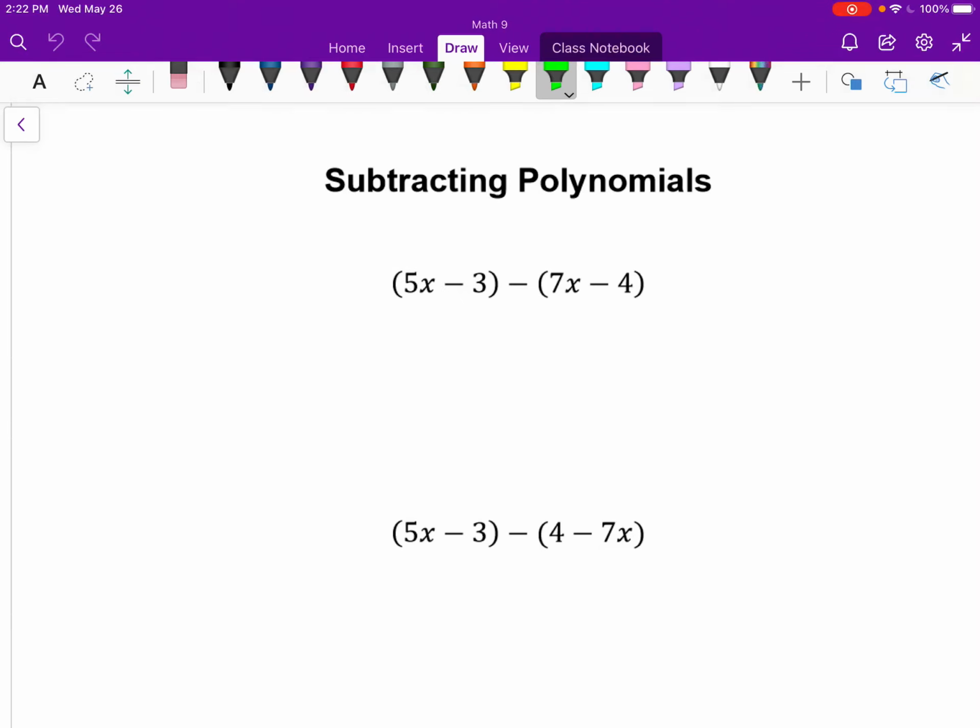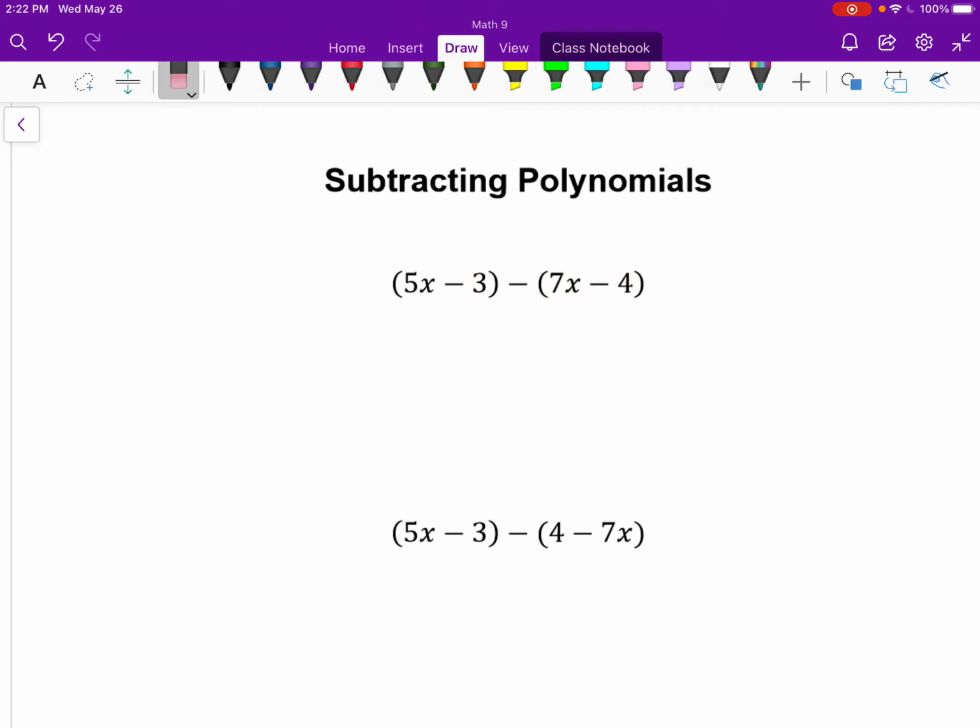All right, so this is the second part of the same section from the last lesson. The focus of the last lesson was adding polynomials, and so now the focus here is subtracting polynomials. Same idea, that we're trying to combine like terms here. Here we've got to be a little bit more careful though, because right here I have a binomial minus another binomial. So I'm subtracting 7x and minus 4 from this.